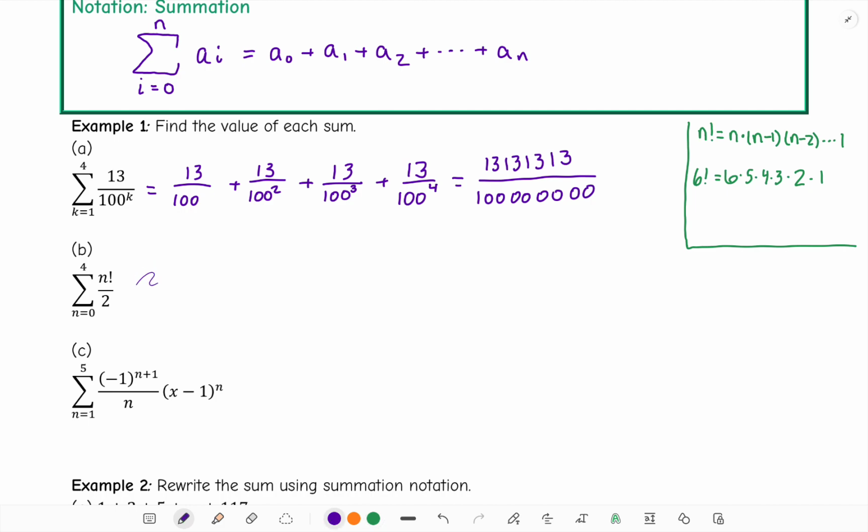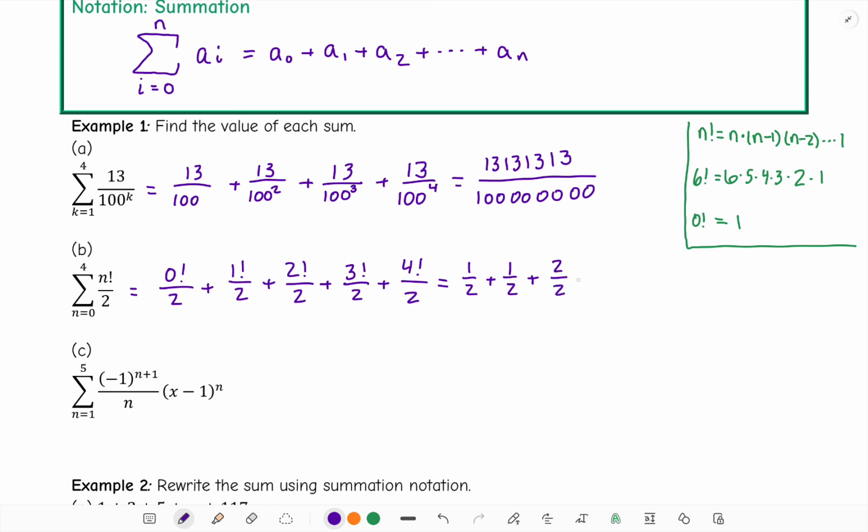So for B, we have 0 factorial over 2 plus 1 factorial over 2 plus 2 factorial over 2 plus 3 factorial over 2 and plus 4 factorial over 2. Another thing I forgot to mention is that 0 factorial is defined to be 1. So we get 1 over 2 plus 1 over 2 plus 2 over 2 plus 6 over 2 plus 24 over 2. And you add that all together and you get 17.